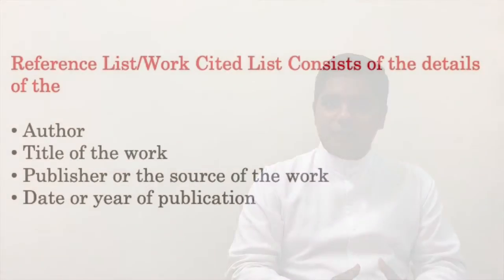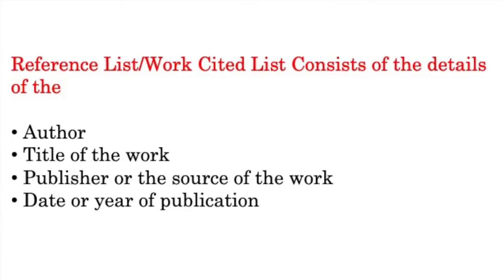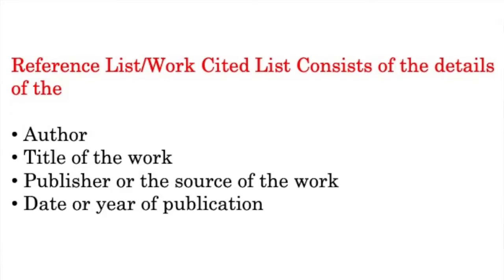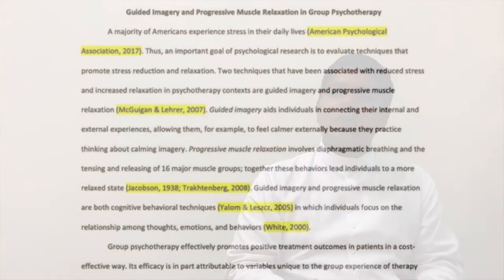And what information do we have to include in the reference list or works cited list? We need to add the information about the author, then the title of the work, the publisher or source of the work, then the date or year of publication. These are the main elements we have to include in the works cited list or reference list. I will show you an example, then it will become clearer for you.